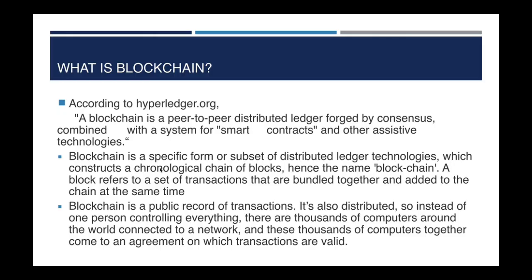Now, why the name blockchain? The term block refers to a set of transactions that are bundled together and added to the chain, and every peer has this block added at the same time. That is why it is called block. Next, the block will be appended to the existing block, the process continues, and it forms a chain. So that is why it is called blockchain.